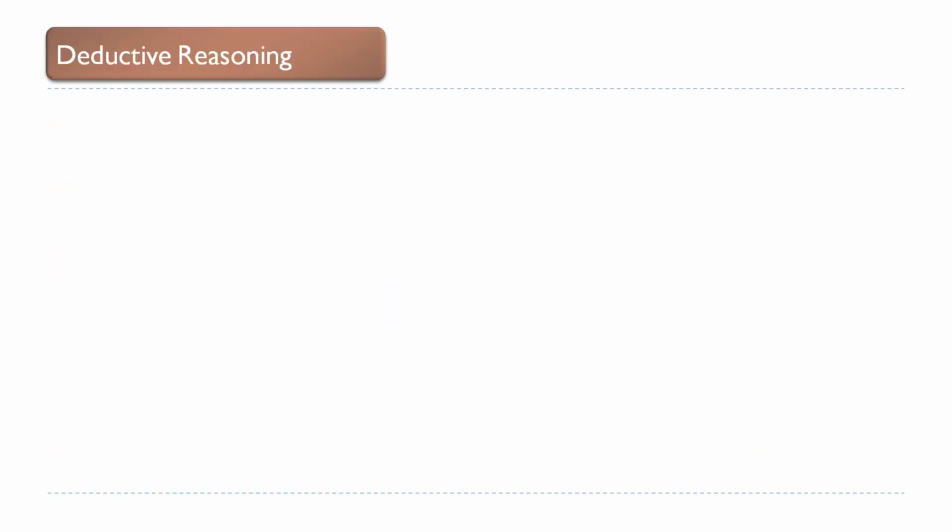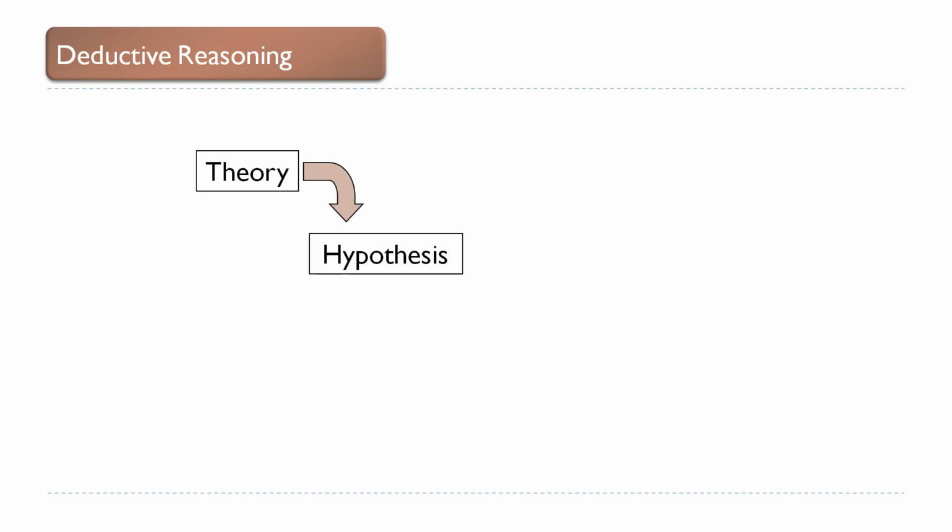Okay, so let's go back to deductive reasoning. So as I said before, it starts with a theory. So someone has already come up with social learning theory, attachment theory, etc. And we want to test that theory, maybe with a new population or a different variable that might be of interest. So from that theory, then comes the hypothesis.